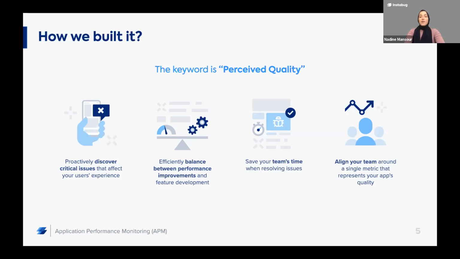And last, to create a sense of alignment across the different mobile teams, whether you have different squads or different teams working on different parts of the application, to create a sense of alignment with a single goal that everyone is optimizing for. And the perfect scenario is that this goal actually represents the perceived quality, or how your end users are actually seeing the application.